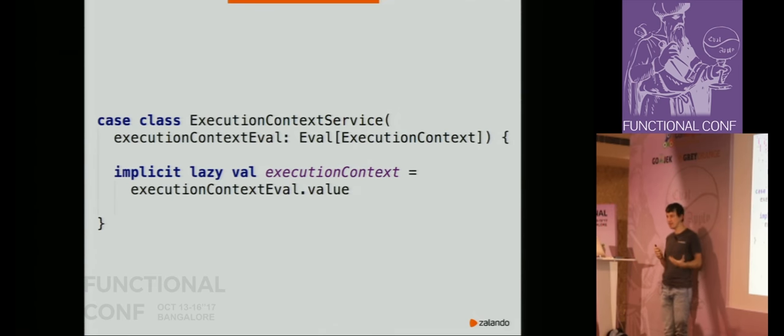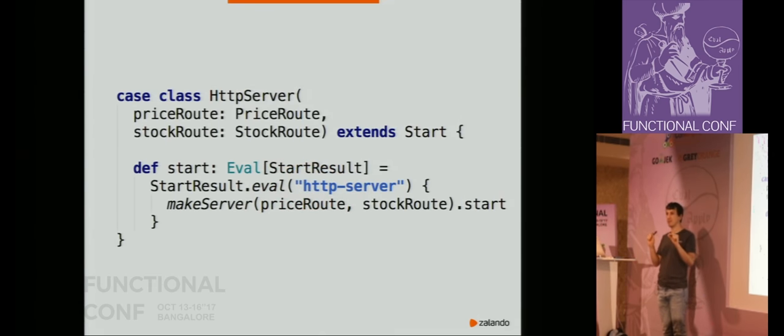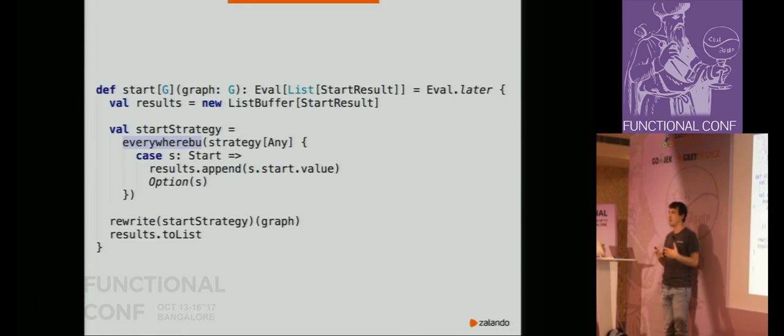If you want to start stuff, you can implement the start interface and implement the start method. And once you build all your application, once you made your singletons, you configured everything, you can start your application. And starting the application is, again, using tree rewriting. We're just going down the tree. If a node has the start interface, we call the start method. We collect the results, because maybe it can fail.